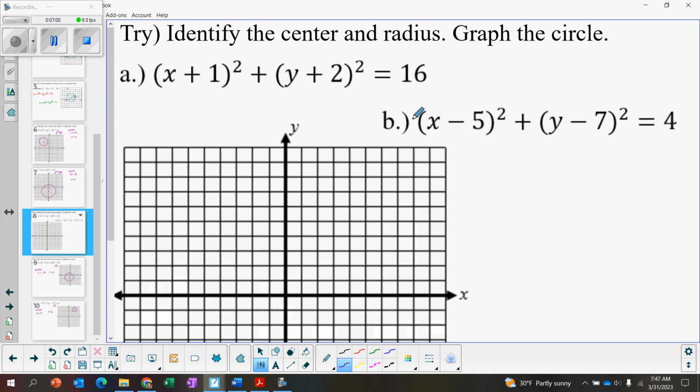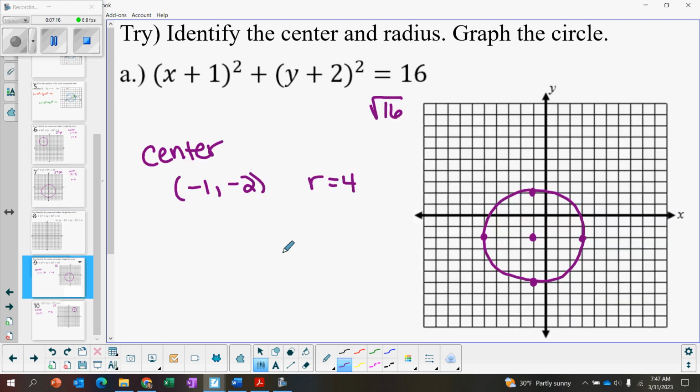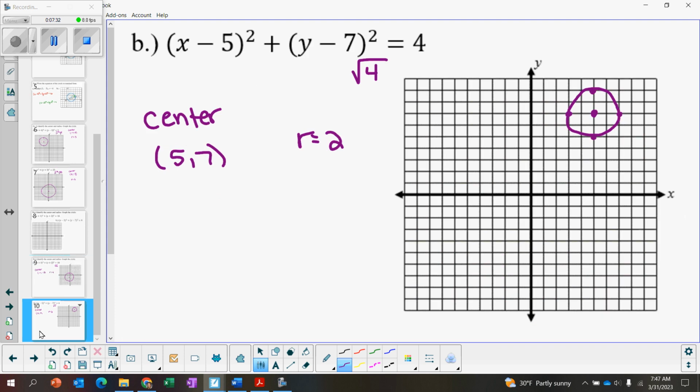You go ahead and try both of these. Pause, and when you're ready to see the answers, hit play. All right, so for part A, we had a center of (negative 1, negative 2) and a radius of 4. And this would be my graph. Pause if you need to stay on this one. Otherwise, I'm going on to the next. All right, and part B, we had a center of (5, 7) and a radius of 2. And this would be our graph.